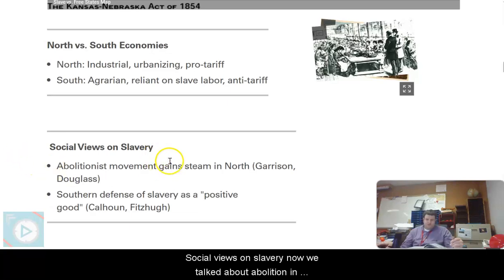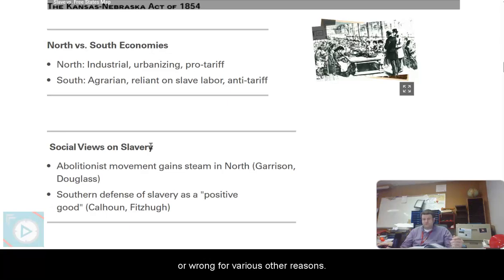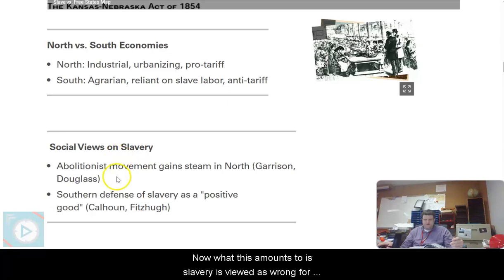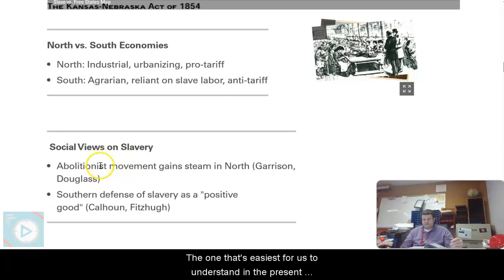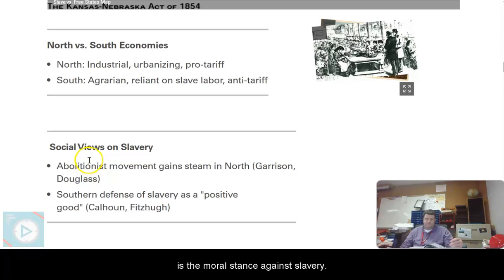Social views on slavery. Now, we talked about abolition in the key terms, and many Americans and many around the world have come to view slavery as morally wrong or wrong for various other reasons. Slavery is viewed as wrong for a variety of different reasons. The one that's easiest for us to understand in the present is the moral stance against slavery.